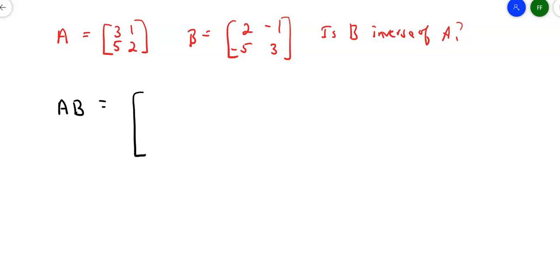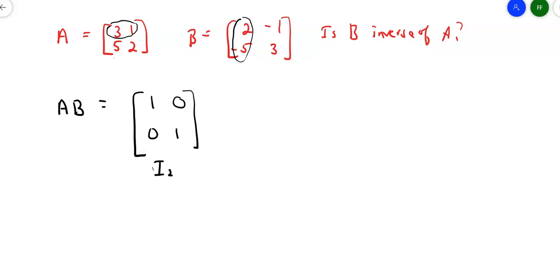All right, so what do we get when we multiply row 1 by column 1? Remember, we start with row 1 over here, column 1 over here. So 3 times 2 is 6. 1 times -5 is -5, so 6 minus 5 is 1. All right, go to row 1, column 2. You'll get -3 plus 3, which is 0. Okay, now do the second row. 5 times 2 is 10. 2 times -5 is -10. 10 minus 10 is 0. 5 times -1 is -5 plus 6 gives me 1. So A times B is the identity matrix. This is the identity matrix that's 2 by 2.